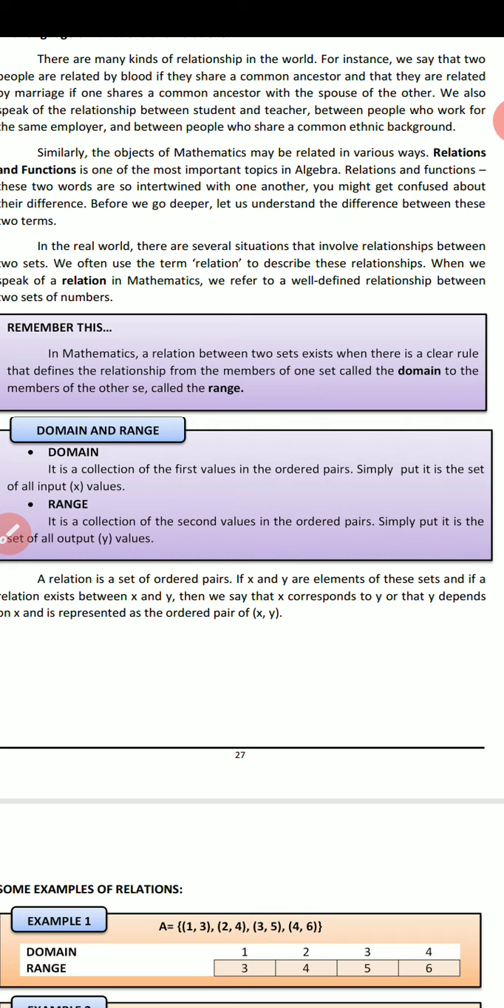So, ganun din sa mathematics. Kapag isang x tapos dalawa yung y, hindi function ang tawag doon. So, that is not a function.